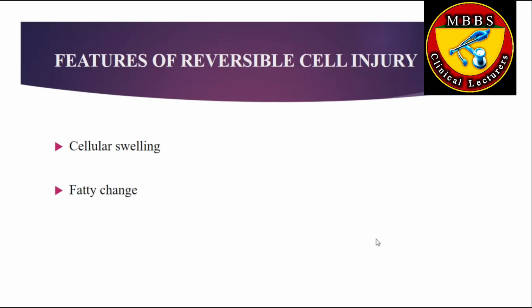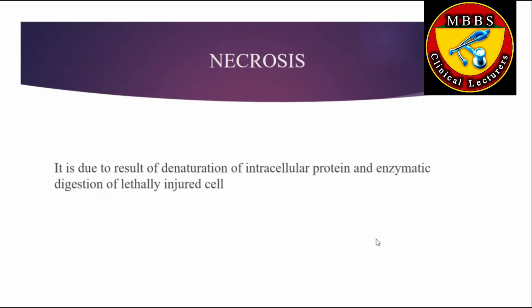And the other features of the reversible cell injury include plasma membrane blebbing, loss of microvilli, mitochondrial swelling, dilation of the endoplasmic reticulum, and intracytoplasmic myelin figures. So these are all the morphological features of reversible cell injury.